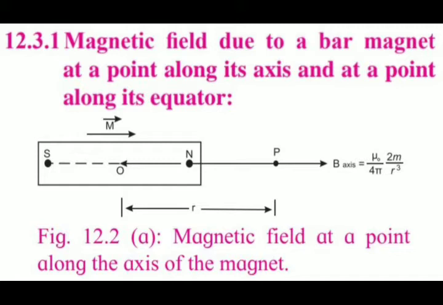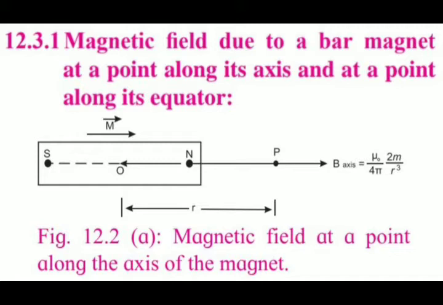So what will be the magnetic field due to a bar magnet at a point along its axis? The magnetic field, B, due to a bar magnet at a point along its axis is, as you can see in the formula, B axis is equal to mu naught upon 4 pi, 2m upon r cube.